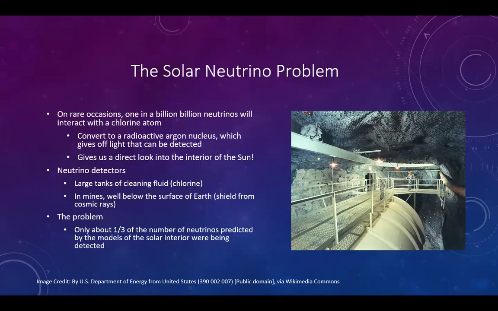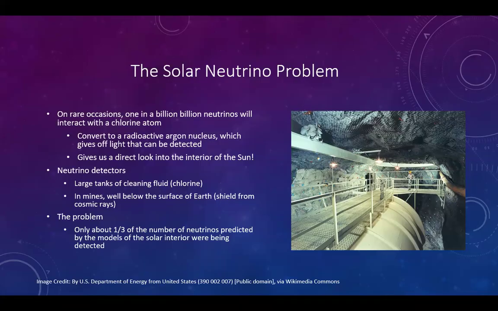And the problem was only about a third of the numbers of neutrinos predicted in the models of the solar interior were being detected. And it turned out through a series of experiments that this was not due to our models of the solar interior being wrong, but due to our understanding of the neutrino being incorrect. In fact, the correct number of neutrinos were being produced, but we were only detecting electron neutrinos and some of them were changing form.